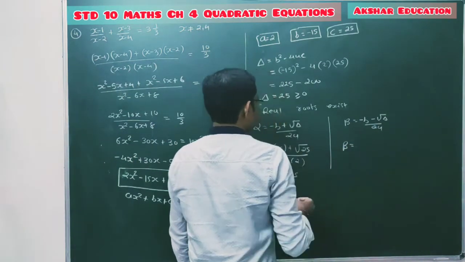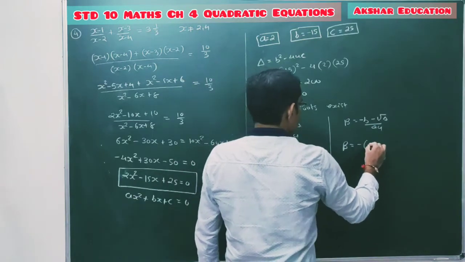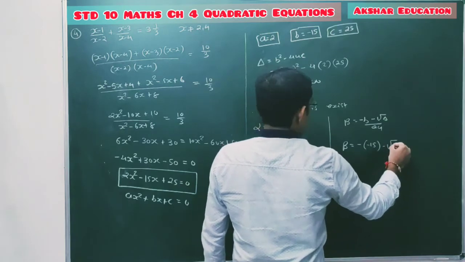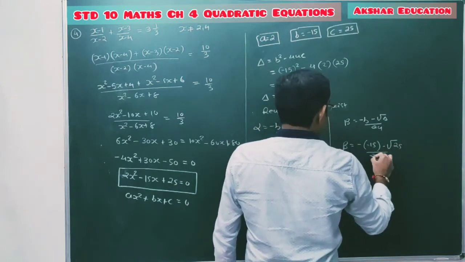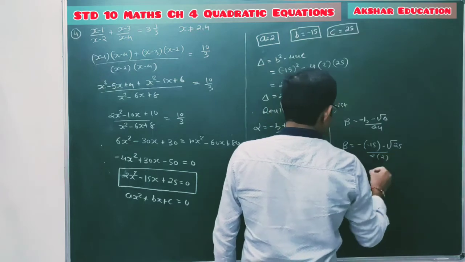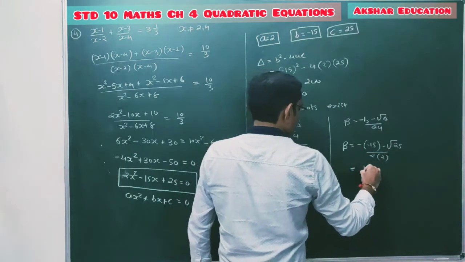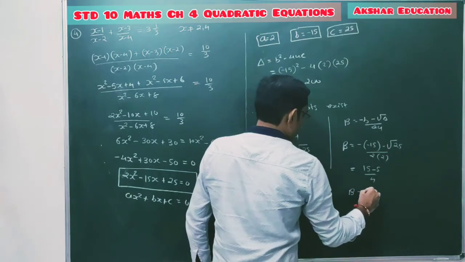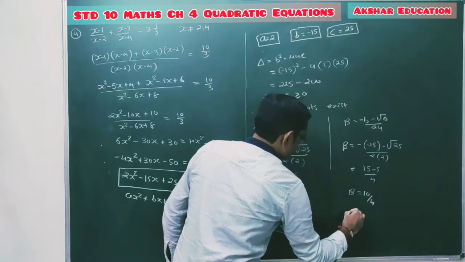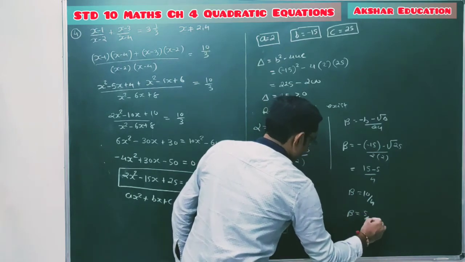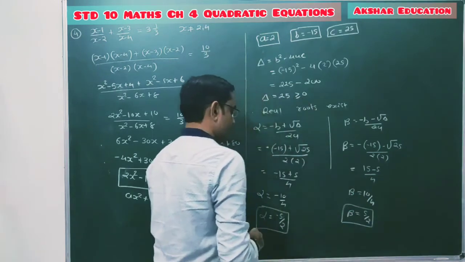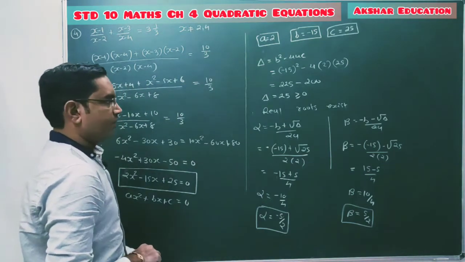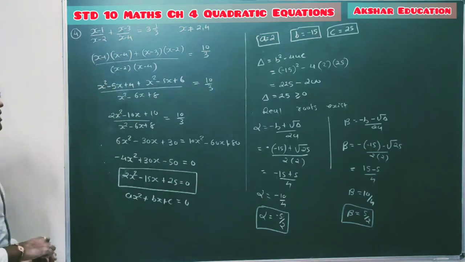Beta is equal to minus b. So it's minus of minus 15 minus square root of delta. Delta is 25, divided by 2a. a is 2. So this is equal to minus minus plus 15 minus 5 by 4. So beta is equal to 10 by 4. So beta is 5 by 2. So real roots exist. Two roots are there: minus 5 by 2 and plus 5 by 2. Clear students? So this is how you can solve this question number 4.